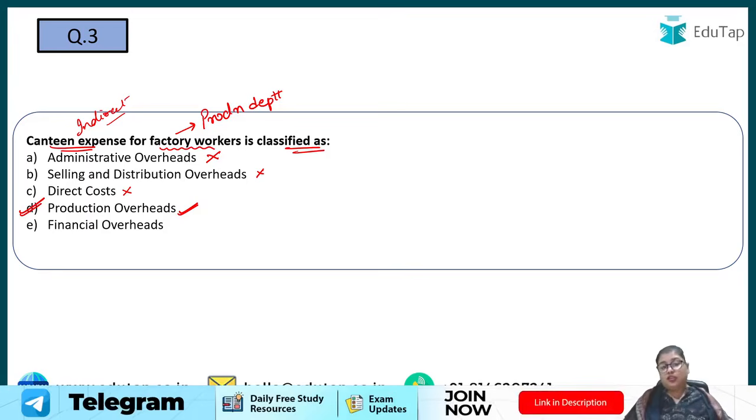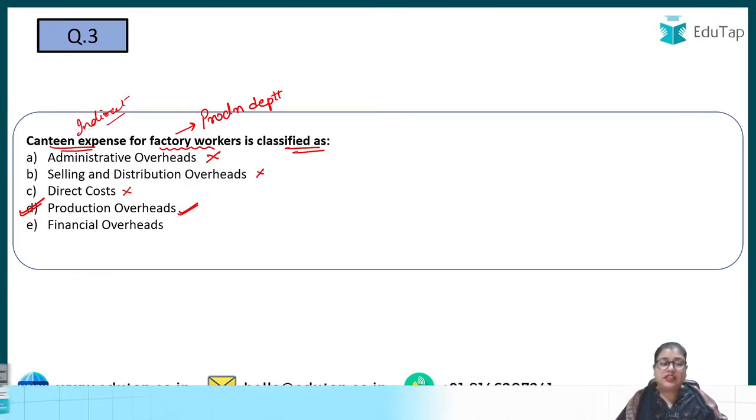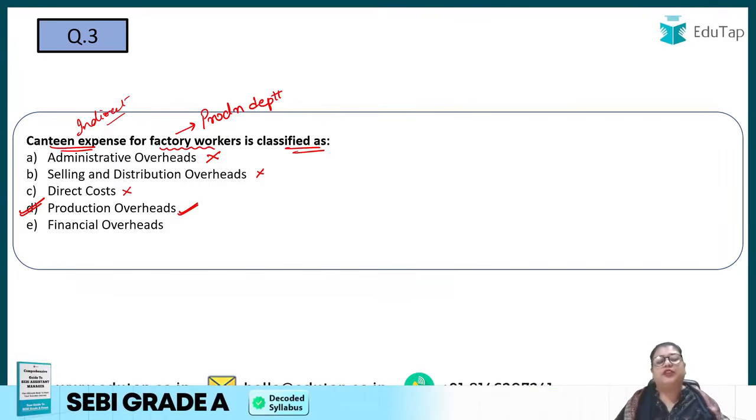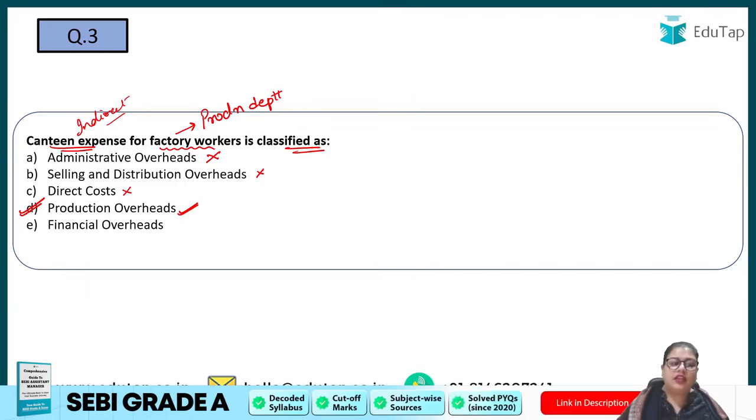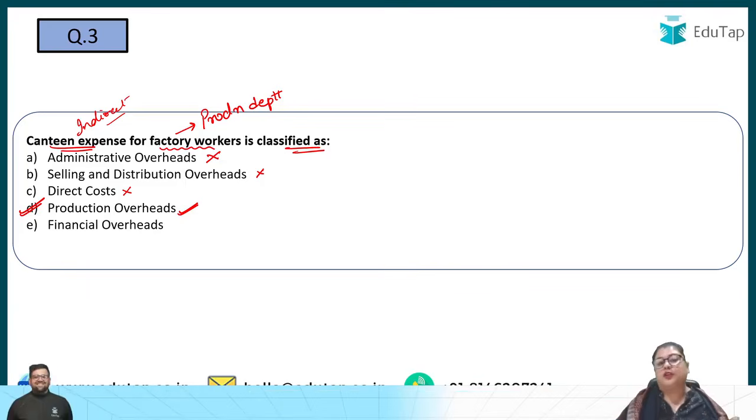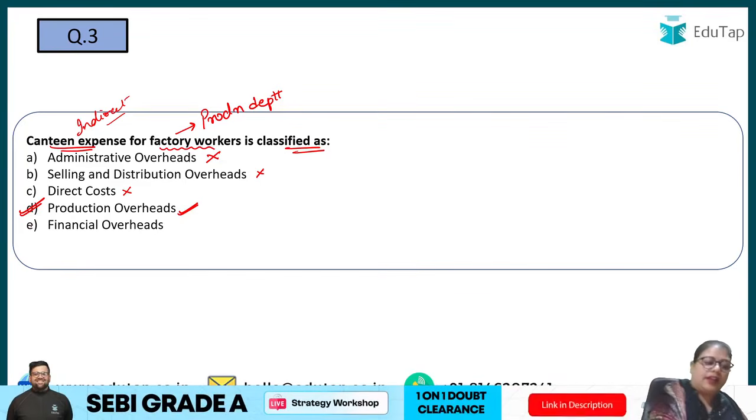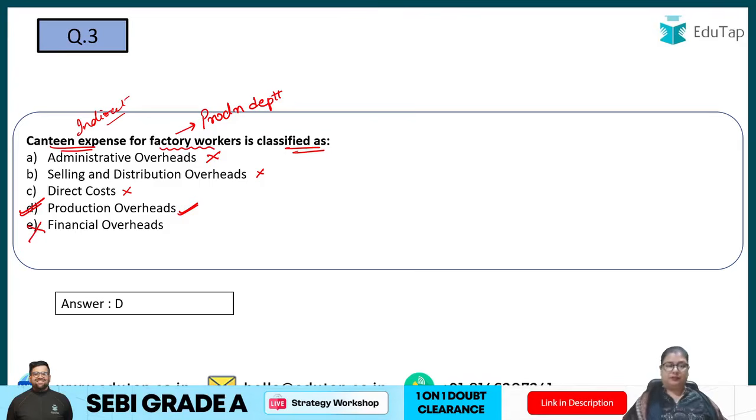Next is the financial overheads. Now you can get confused here also, because financial overheads are also indirect costs. But here it is mentioned that it is for the factory workers. It is stated that it is for the production department, that is for the factory. So hence we can state that this is the production overheads and not the financial overhead, right? So option number D is the correct answer.